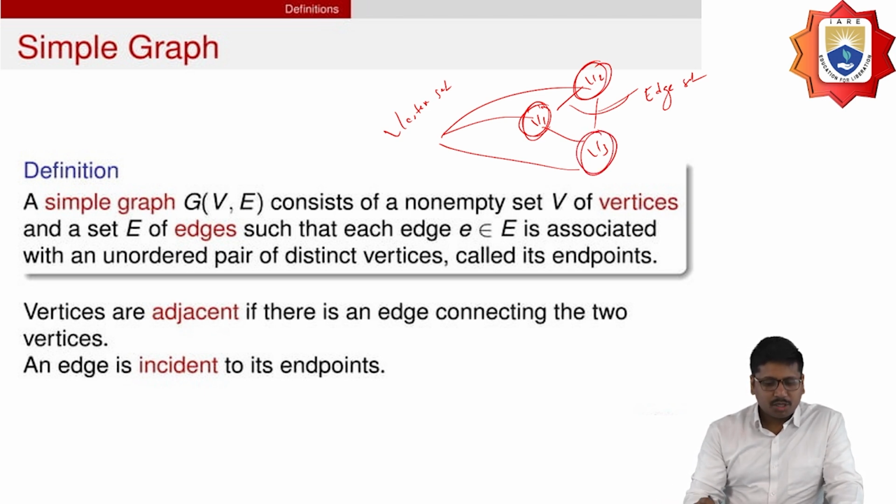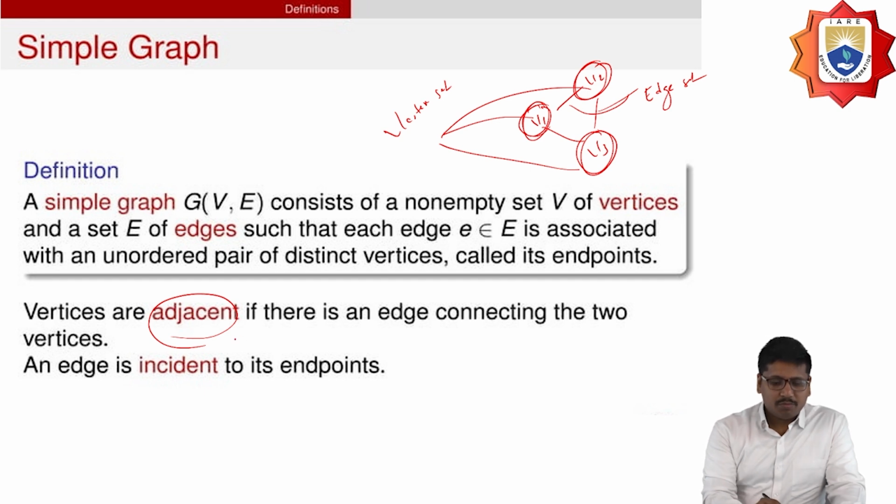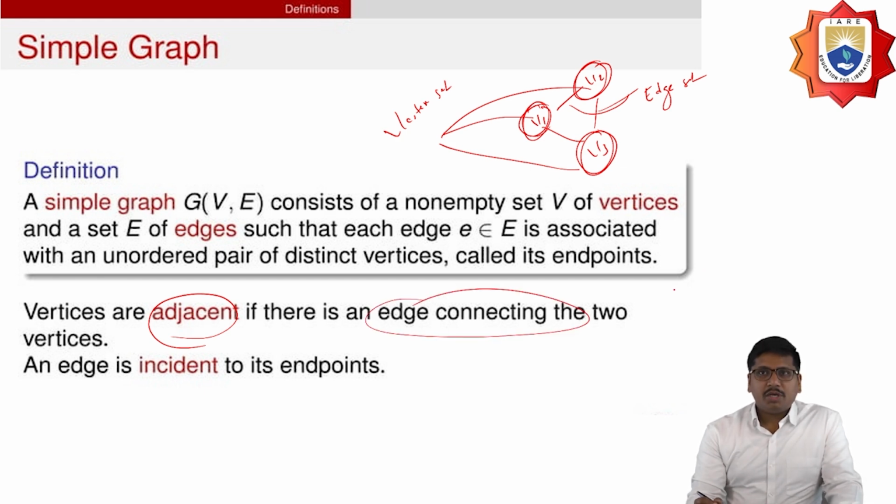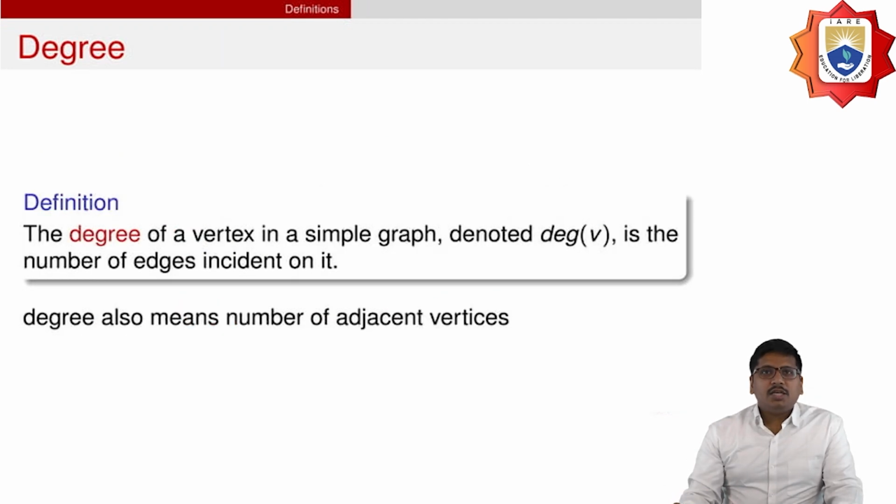And the vertices are going to be adjacent here. So whenever there is an edge connecting two vertices, then a vertex is adjacent to another vertex. Similarly, the edge is going to be incident to its endpoints. And the next one is the degree. So what is the degree of the vertex? How are we going to find it out?